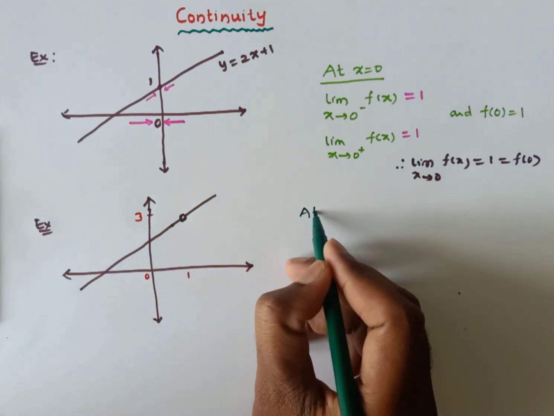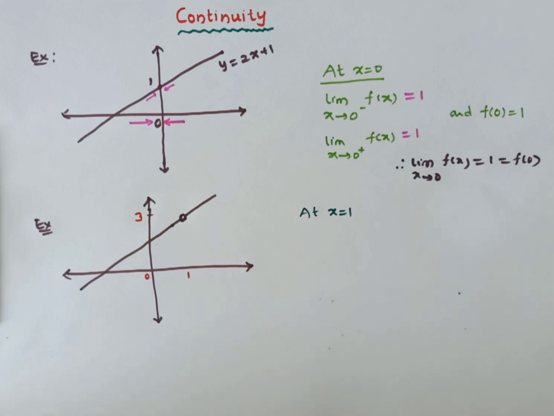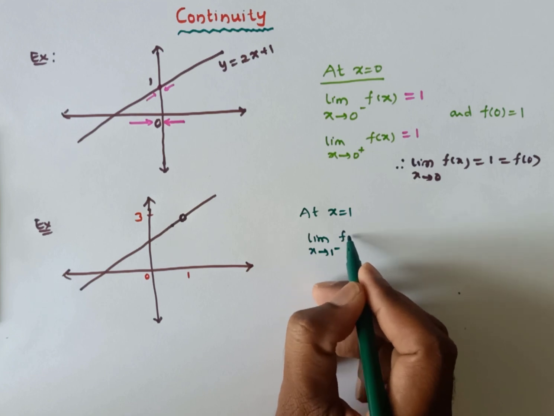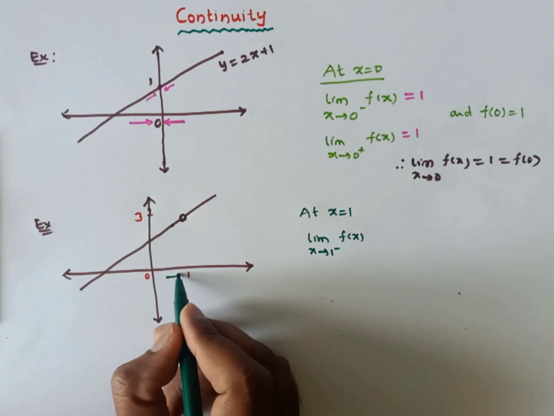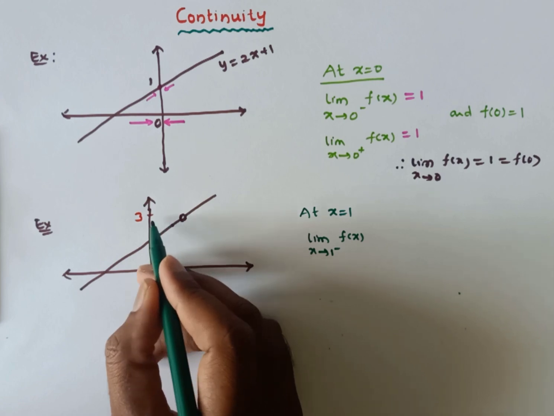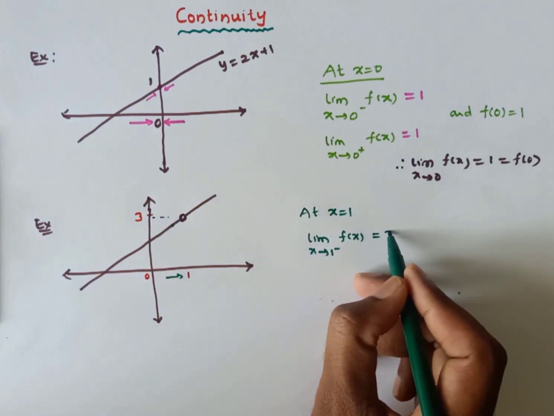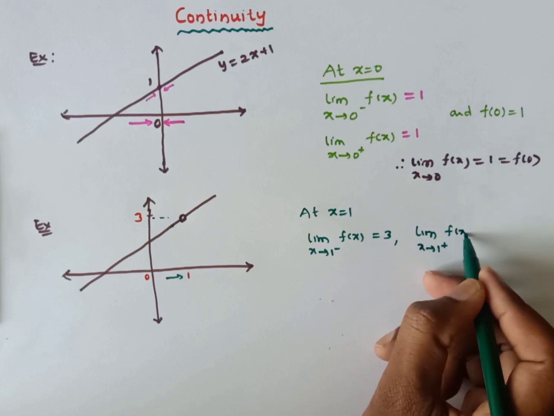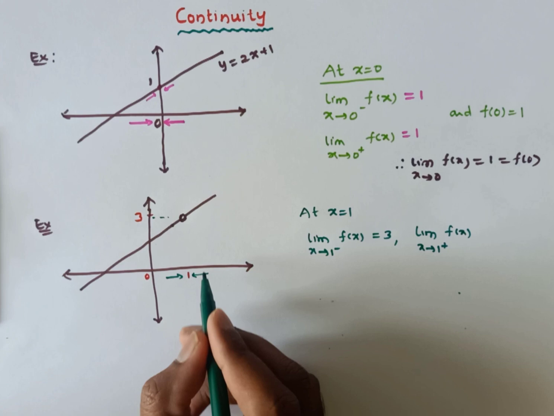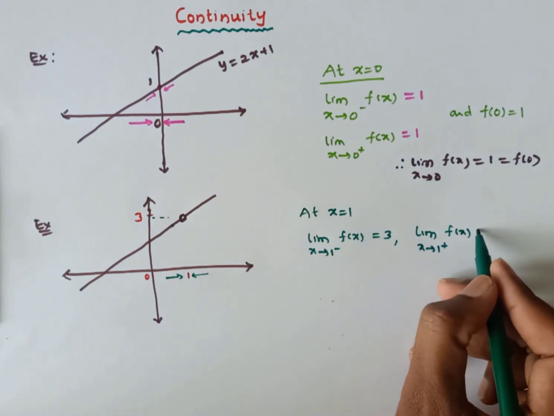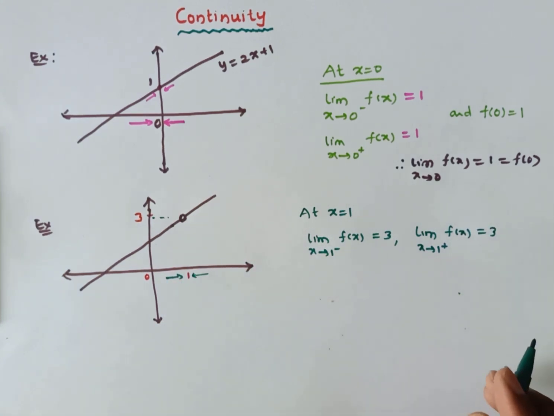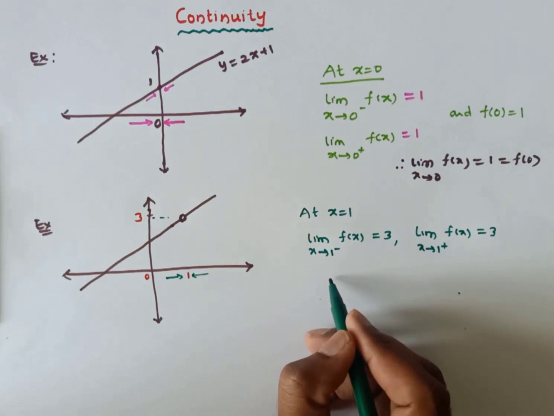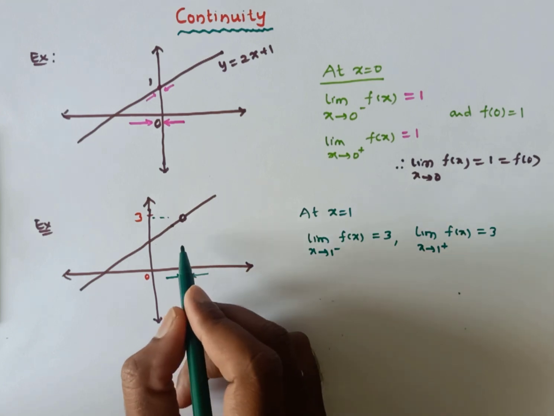Now let us take x equals 1. The limit as x tends to 1 minus of f of x: as x approaches 1 from the left hand side, f of x approaches 3. Similarly, limit as x tends to 1 plus of f of x: as x approaches 1 from the right hand side, f of x also approaches 3. Both the left and right limits at 1 exist and they are equal, therefore the limit exists.